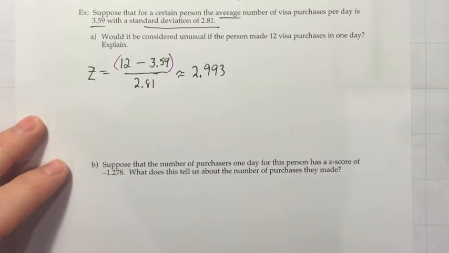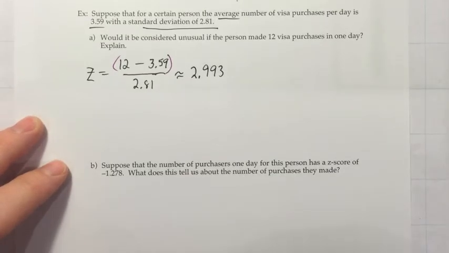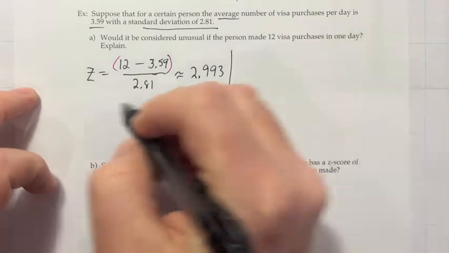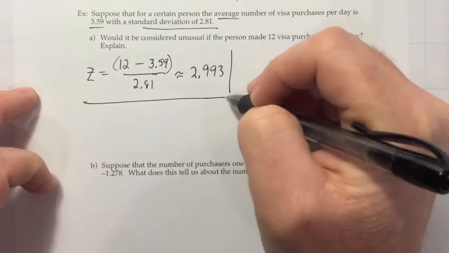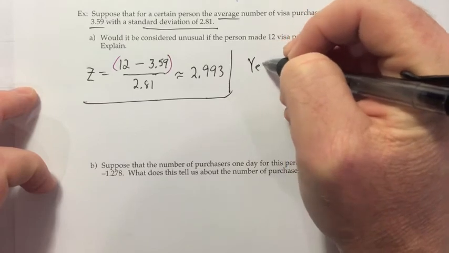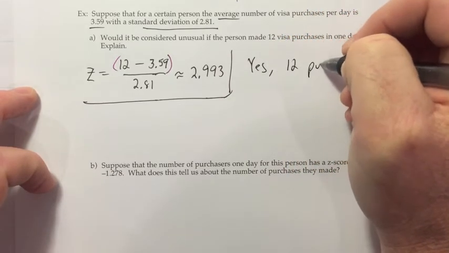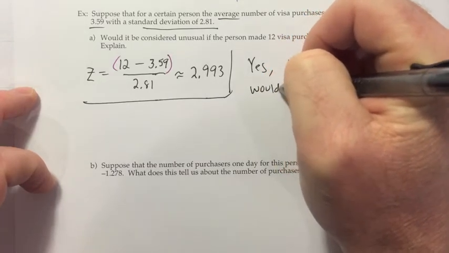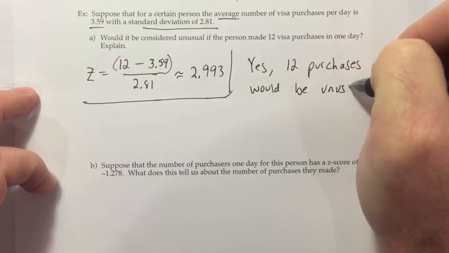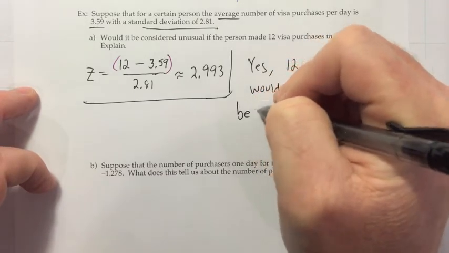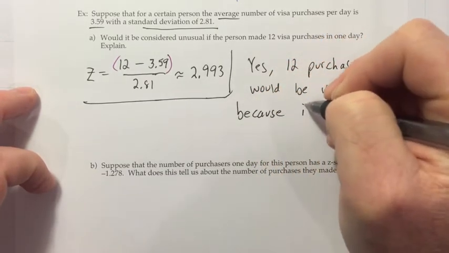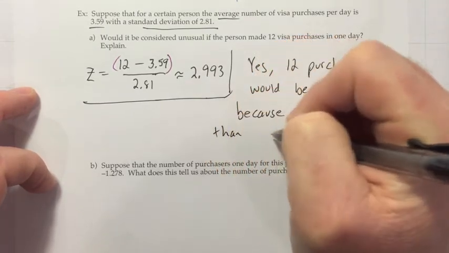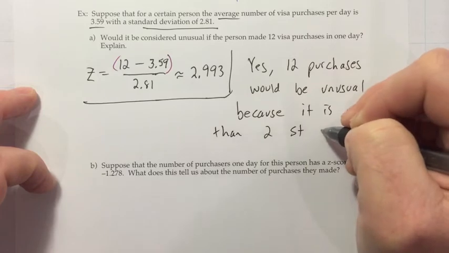Alright, so now back to their question, would it be considered unusual if a person made 12 Visa purchases in one day? Because that has a z-score of over 2, that tells us that 12 purchases is more than 2 standard deviations away from the mean, and anything over 2 standard deviations away from the mean is unusual. So I'm going to say yes. 12 purchases would be unusual, because it is more than 2 standard deviations away from the mean.